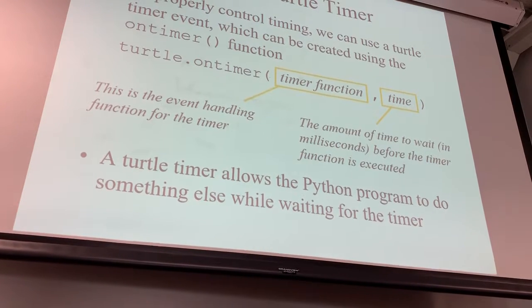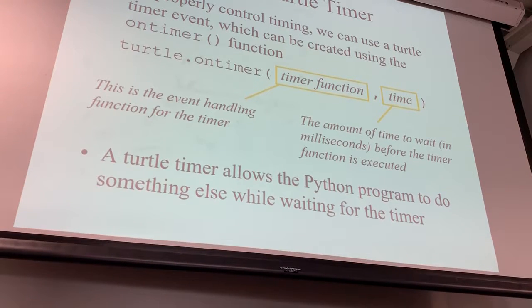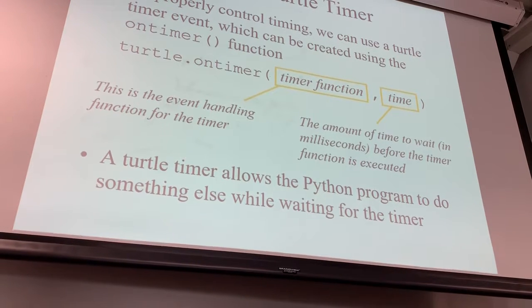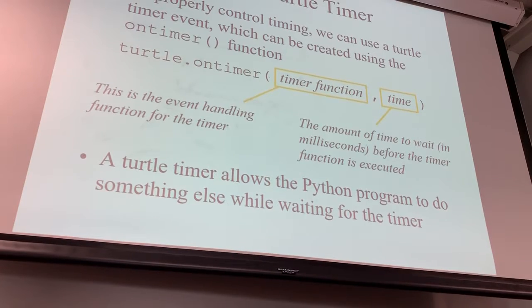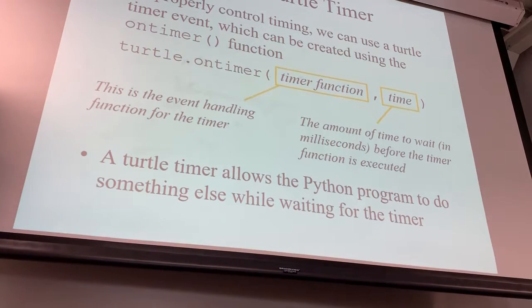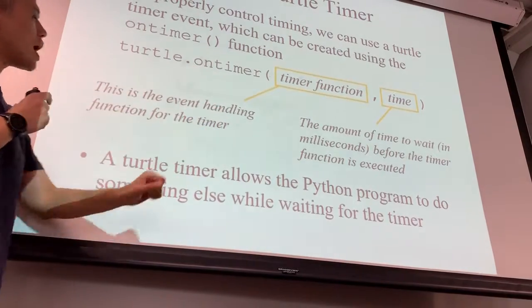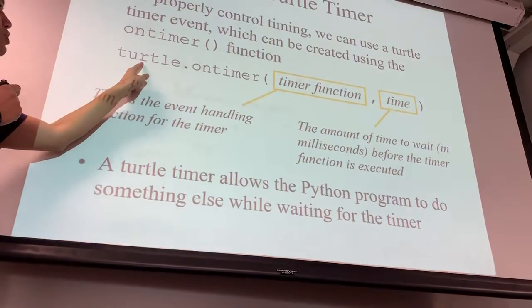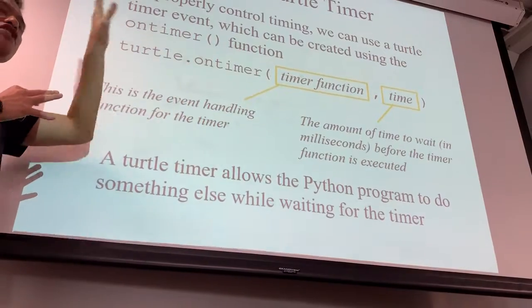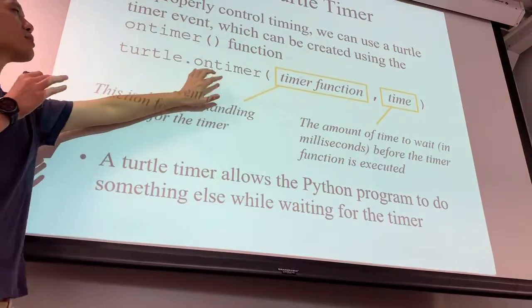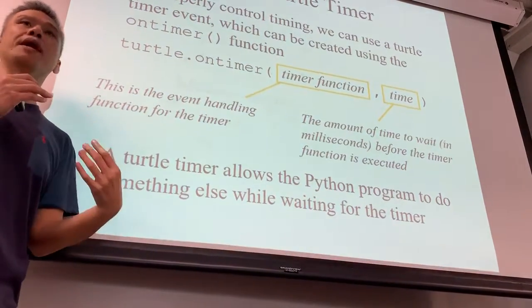Turtle dot on timer. Oh my god, I have learned turtle dot on click and turtle dot on drag just now, so you're adding another one. So turtle dot on timer. It's easier to understand: turtle dot on click means that you click on the turtle, it's an event. Turtle dot on timer means that I am doing a timer on turtle. But this is not exactly the same thing that you have used before. This on timer is really talking about the timing.